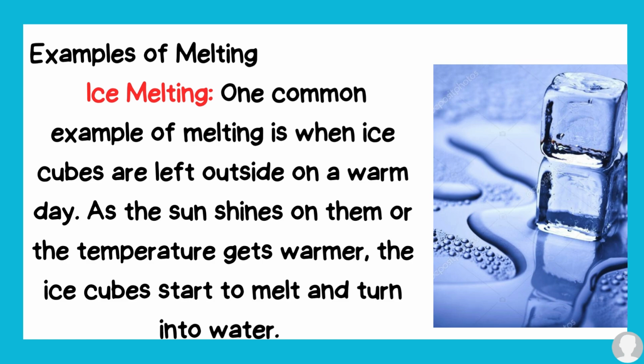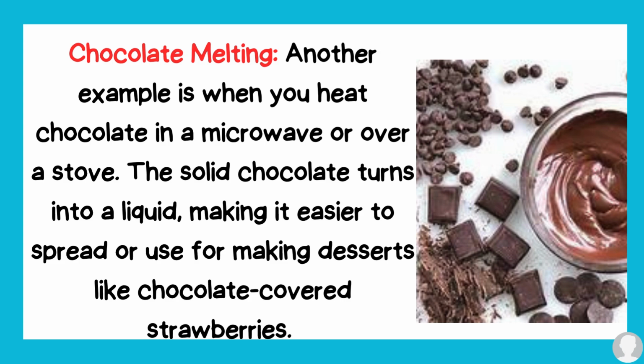Let us know the three examples of melting. The first one is ice melting. One common example of melting is when ice cubes are left outside on a warm Sunday. As the sun shines on them or the temperature gets warmer, the ice cube starts to melt and turn into water.